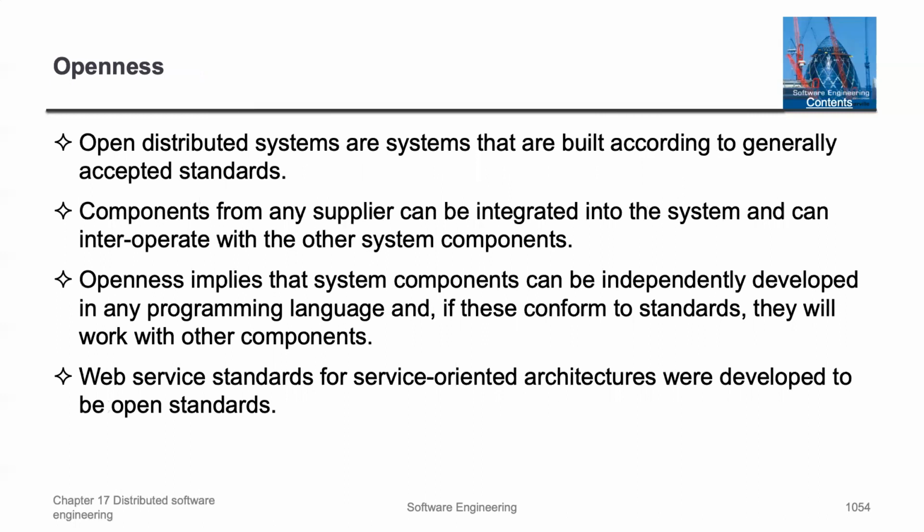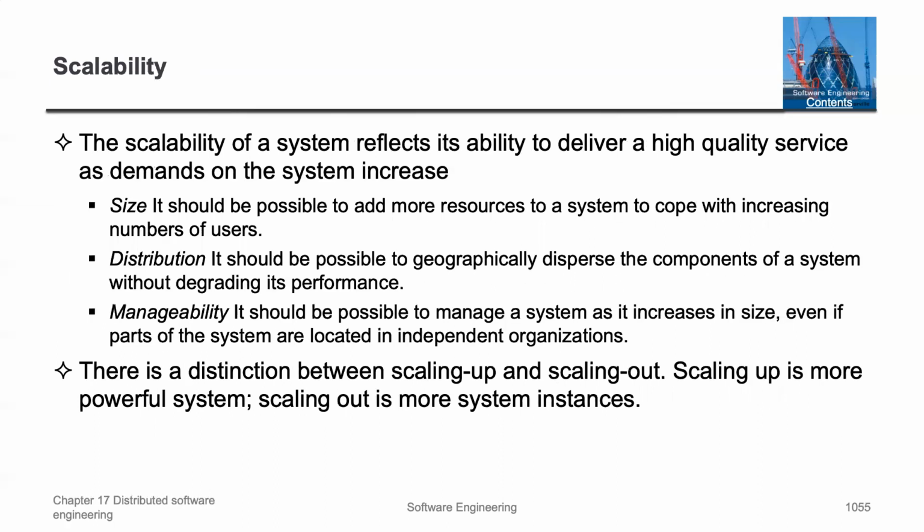For openness, distributed systems are systems that are built according to generally accepted standards. Components from any supplier can be integrated into the system and can interoperate with the other system components. Openness implies that the system components can be independently developed in any programming language, and if these conform to standards, they will work with other components. Web service standards for service-oriented architectures were developed to be open standards.